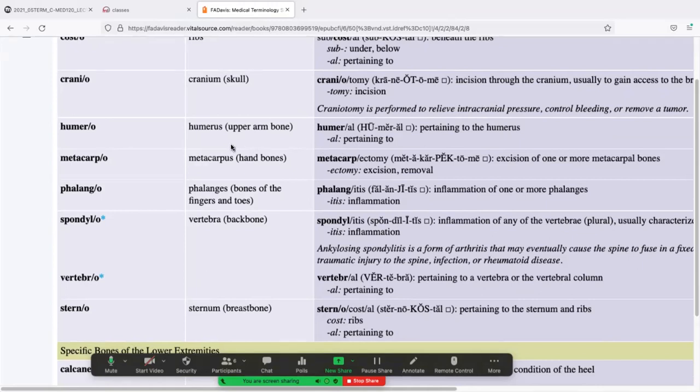Humerus is your upper arm, right? Or your brachial part of your arm. And that's your funny bone because it's humerus.